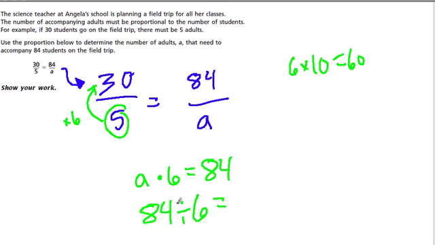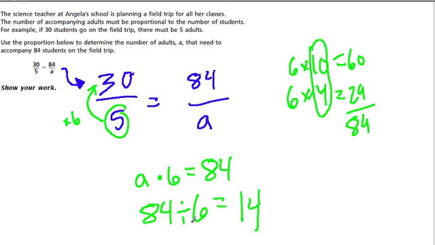So what's left over to get to 84 is 24 more. So 6 times 4 is 24. Those two together is 84. So 6 times 10 and 4, or 6 times 14, is 84. So A has to equal 14. And again, because every one of these fractions needs to be proportional, 14 times 6 has to equal 84.